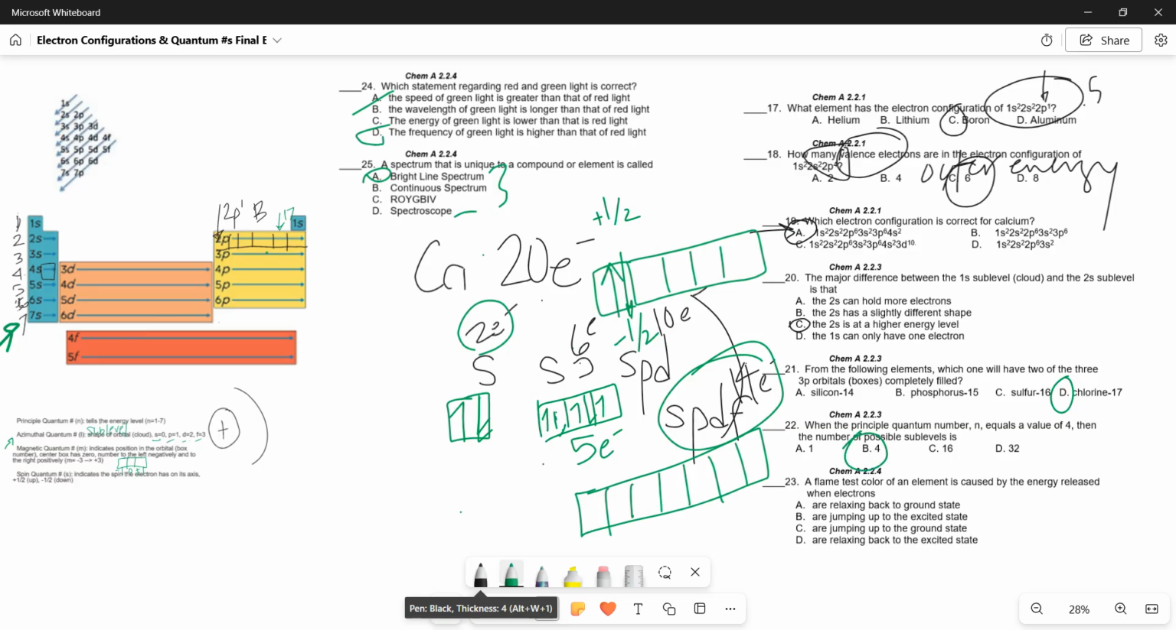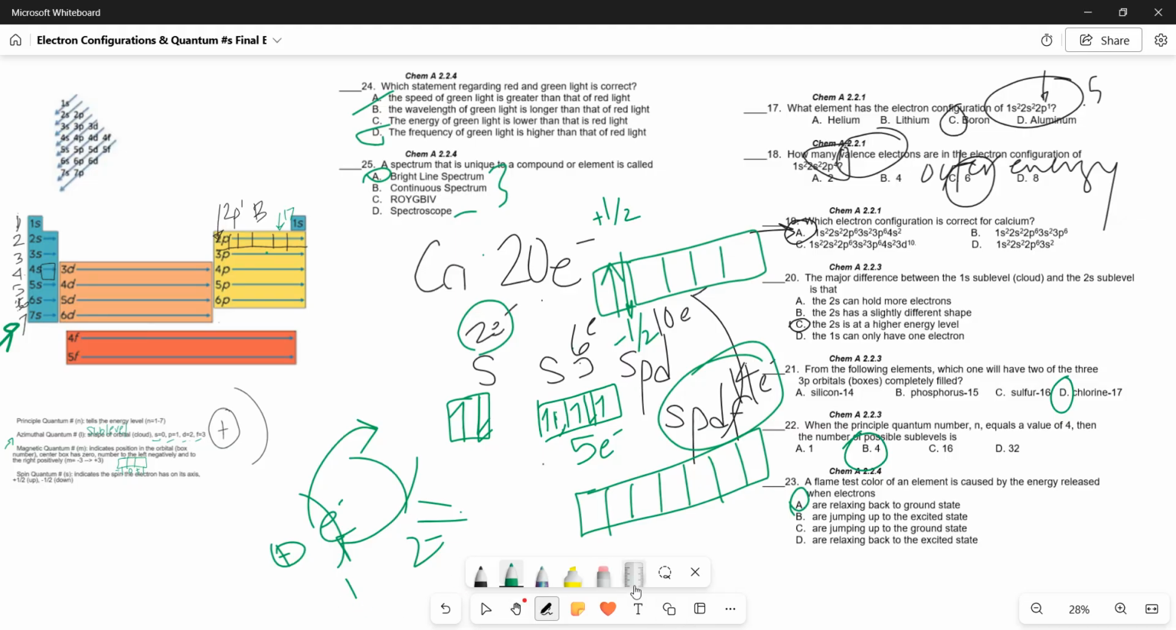And then 23 says a flame color test of an element is caused by the energy released when electrons are doing what? Well, when electrons in an atom absorb energy, like when you're doing a flame test, they do jump. If this is the nucleus, and this is energy level 1, this is energy level 2, and I have an electron here, it's going to jump up. But we don't see that. Eventually it's going to come back to its original state, and that's when we see the unique flame color come out. So it's when they're relaxing back down. So it is A.